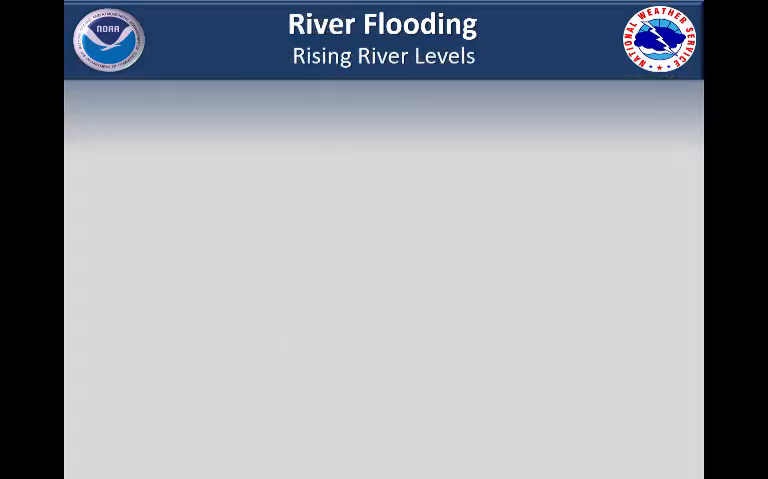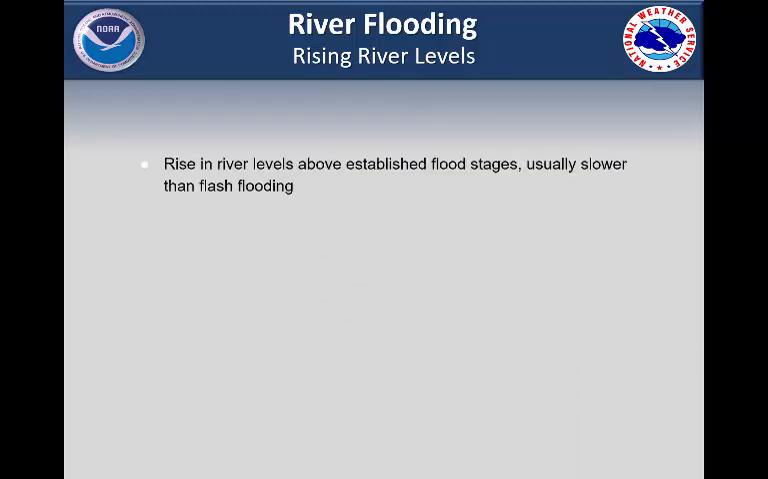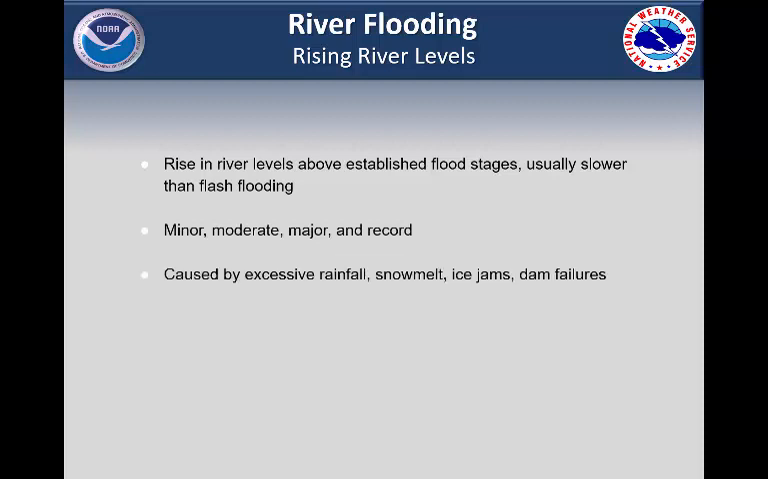Now the river flooding that we get this time of year is a different animal. River flooding is just the rise in river levels above established flood stages, usually slower than flash flooding, on the order of days or even weeks instead of hours. River flooding is usually categorized into minor, moderate, major, and record, and it can be caused by excessive rainfall during the summertime, snowmelt this time of year, ice jams, and dam failures.